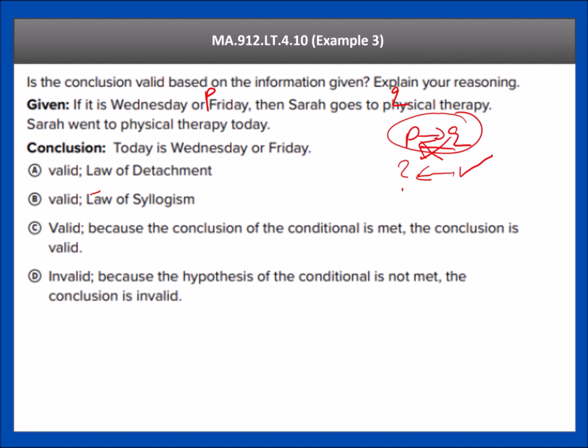She could have attended an extra day, right? She probably changed an appointment and maybe she went on Thursday instead of Friday, right? Or Thursday instead of Wednesday. So we can't necessarily conclude that. So it's invalid. The hypothesis, we don't know whether the P is satisfied, right? The hypothesis, which is Wednesday or Friday. So we cannot conclude that that's the case. All right, so this is invalid. Hopefully that makes sense.